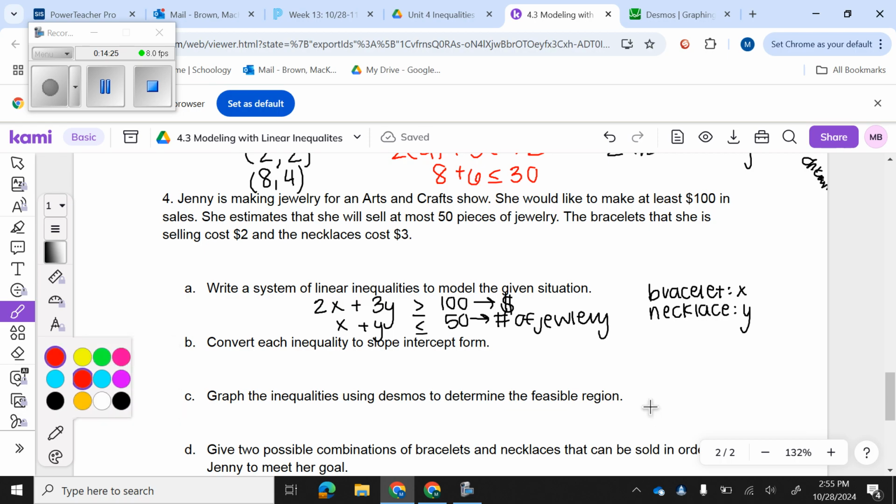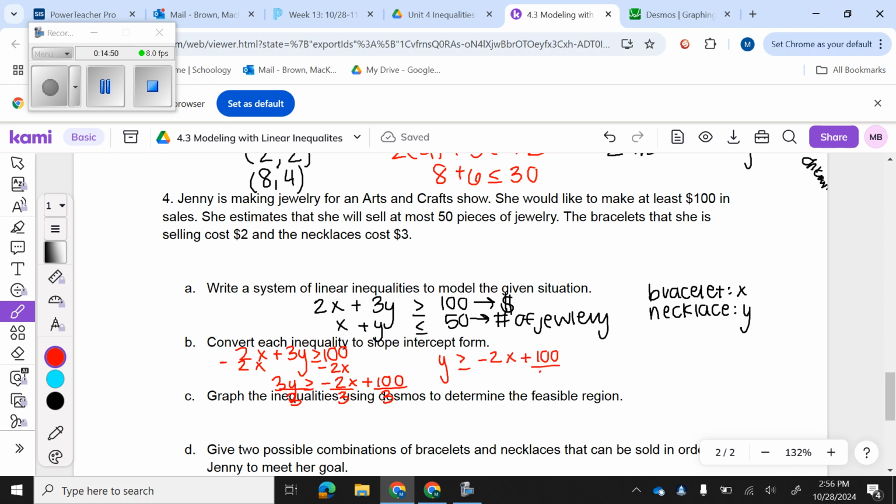All right, we've got to get these to slope-intercept form. So that means I've got to get this y by itself. So I'm going to subtract 2x from both sides. I'm going to have 3y is greater than or equal to negative 2x plus 100. I'm going to divide everything by 3, and I'm going to have y is greater than or equal to negative 2x plus 100 over 3.